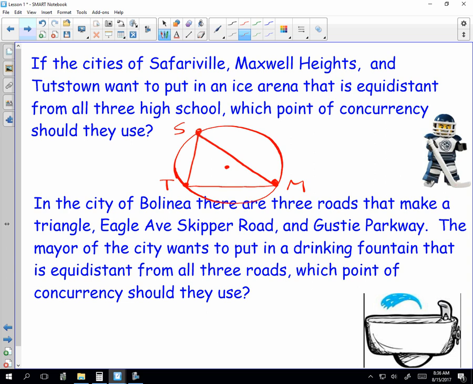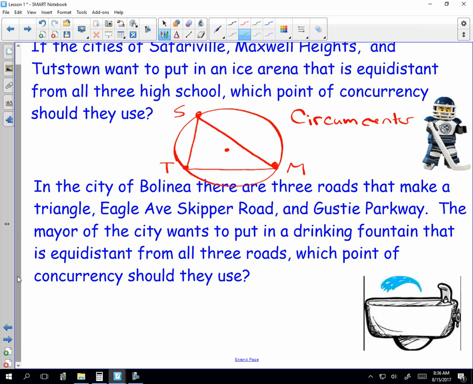And in this situation, since the circle goes around the outside of the triangle, this is a circumscribed circle, or circumcenter, which comes from the term circumference, the distance all the way around the outside of the circle.